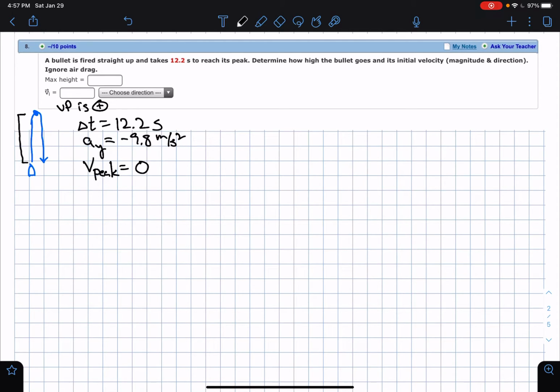Now I want to find the max height, and I want to find vi. If you look at the formulas, every single one of them has the initial velocity in it. So we have to find the initial velocity first. Let's just start going through the formulas.